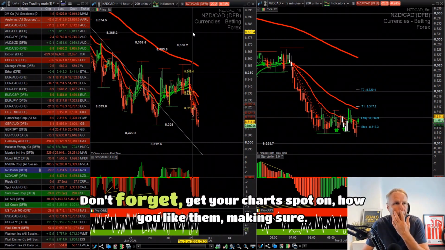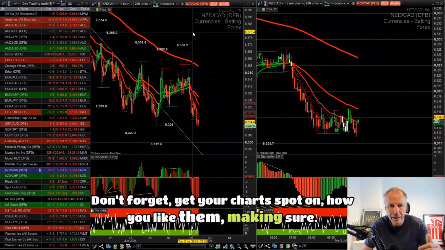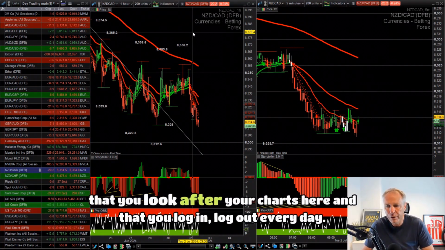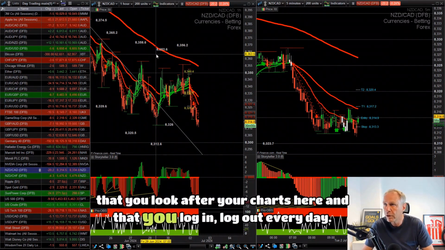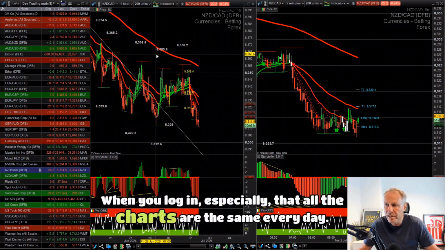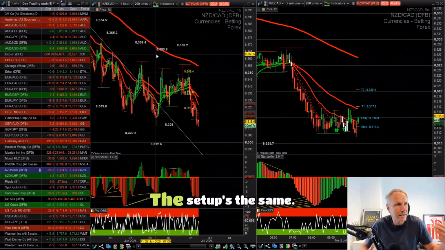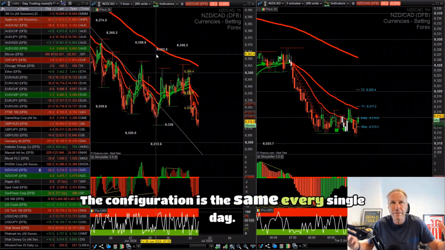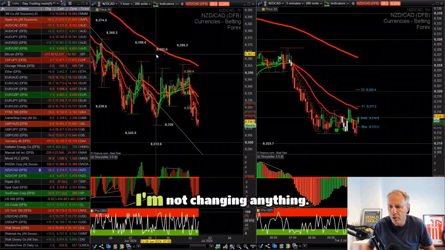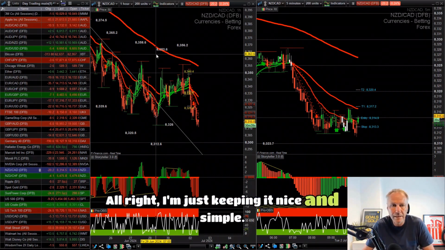Don't forget, get your charts spot on, how you like them, making sure you look after your charts, and that when you log in, log out every day, especially when you're logging in, that all the charts are the same every day. The setup's the same, the configuration is the same every single day. I'm not changing anything, all right? Just keeping it nice and simple.